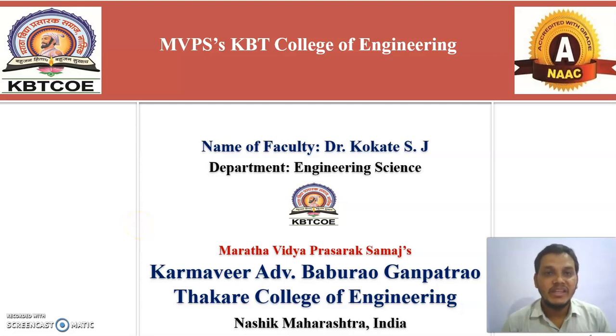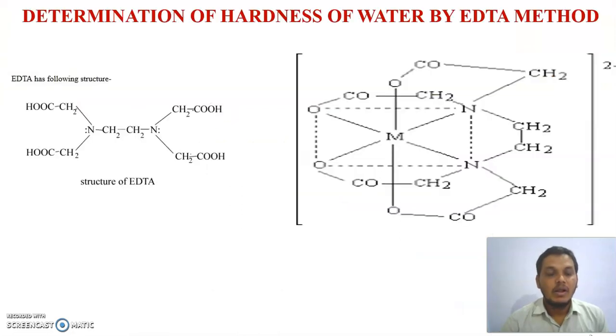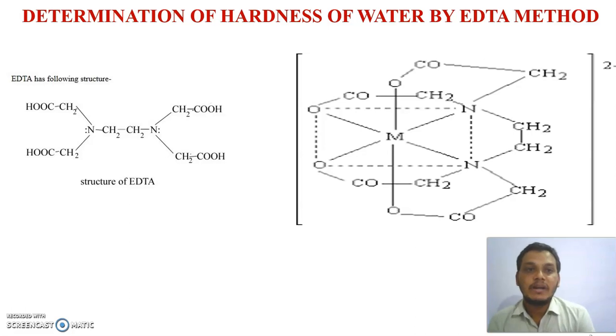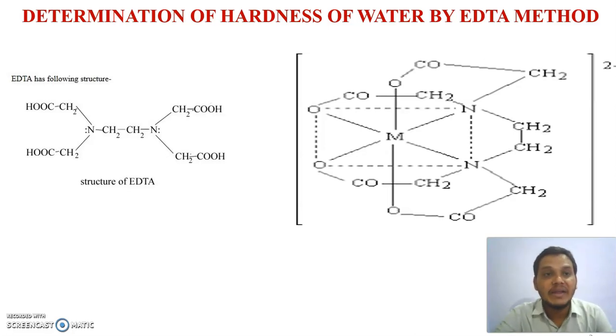Hello everyone. In this video session, we are going to study determination of hardness of water by EDTA method. The total hardness of water is mainly due to dissolved salts of heavy metal ions. Which ones? Calcium and magnesium. And these calcium and magnesium ions can form a complex with what? EDTA, right? What is EDTA? EDTA is ethylenediaminetetraacetic acid.